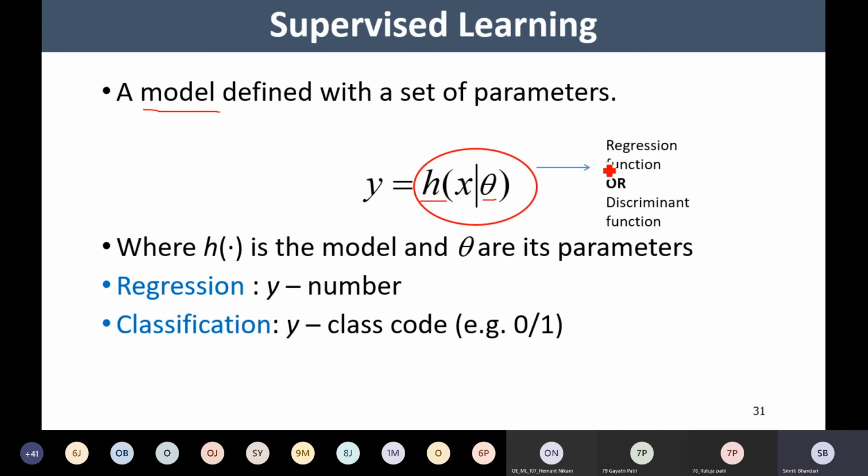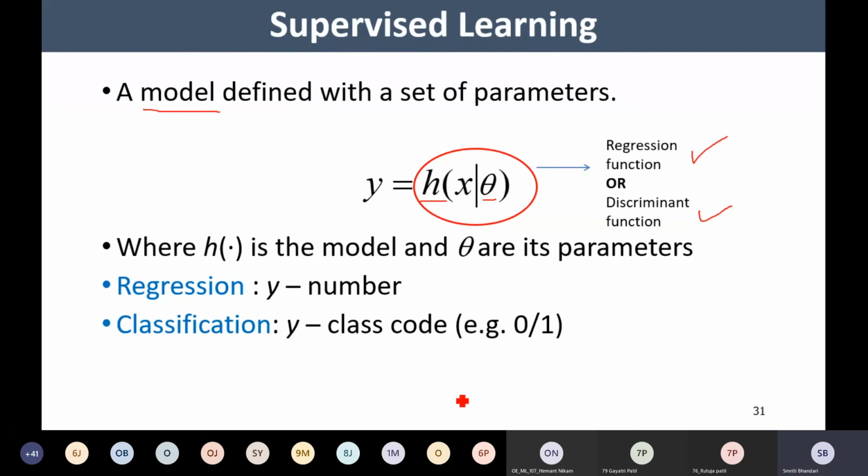h of x given theta is the regression function if the problem is one of regression, and if the problem is one of classification, then this mathematical model or function is known as the discriminant function. So if the problem is a regression problem, I'll be calling this function h the regression function, and if the problem is a classification problem, then I'll call this function h the discriminant function.